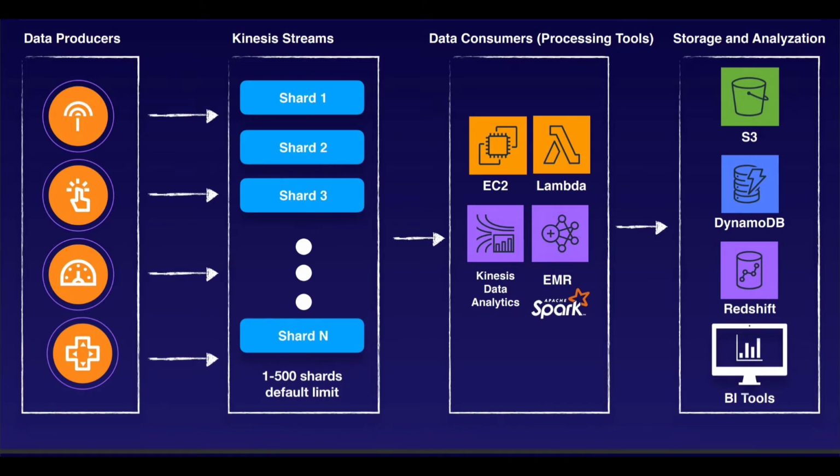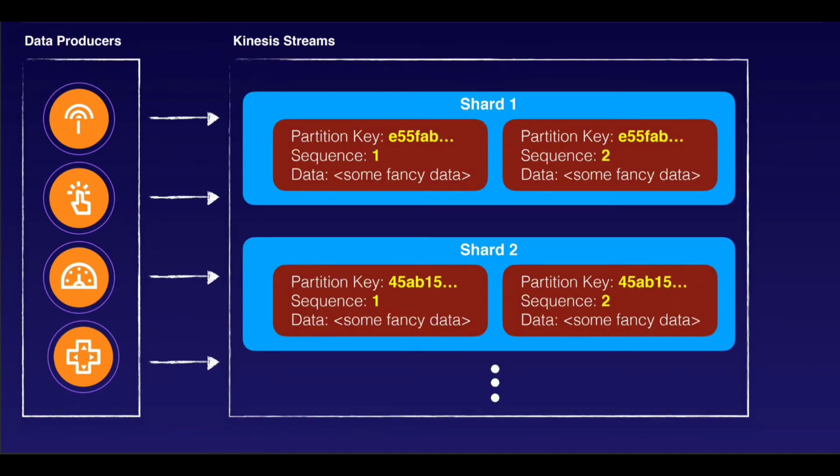And a shard is made up of a couple of different parts. Now, there is a unique partition key for each shard. So if you look at this example, we have two shards, and the partition key for shard 1 is unique, and the partition key for shard 2 is different and unique as well.